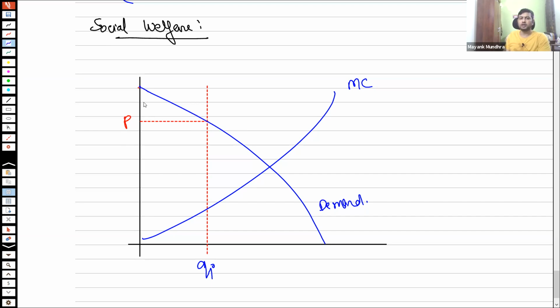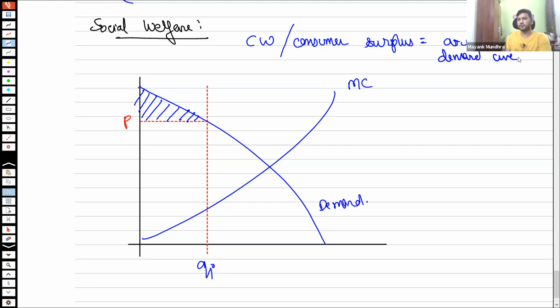So the consumer welfare, or consumer surplus, is basically the area under the demand curve and above price.